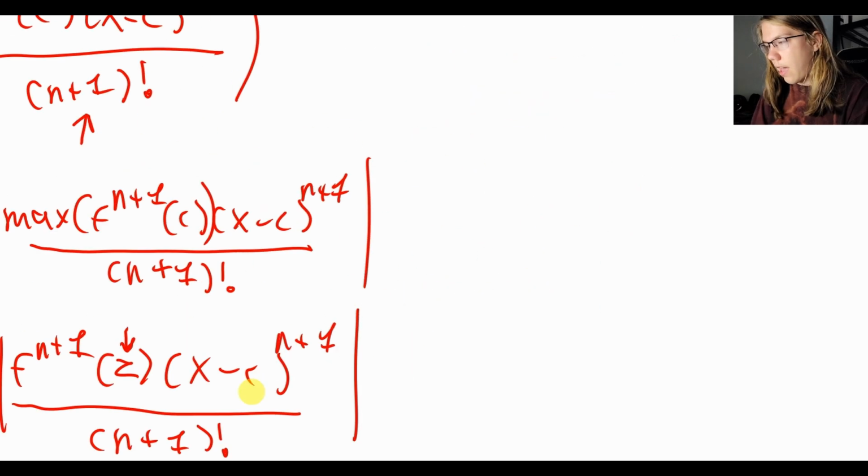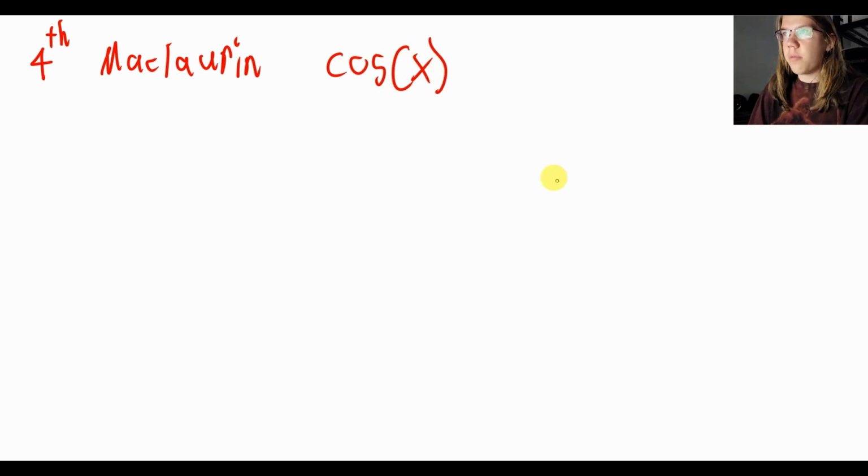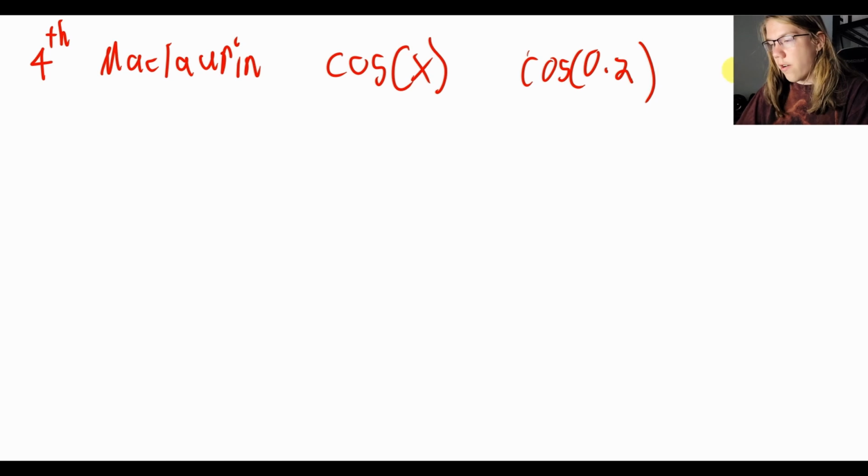Well, let's look at a problem. If we have a fourth degree Maclaurin polynomial modeling cosine of x, approximating cosine of 0.2, what's the Lagrange error bound?